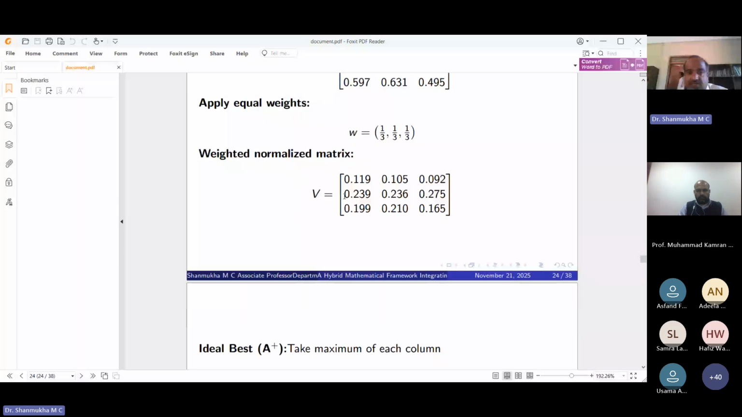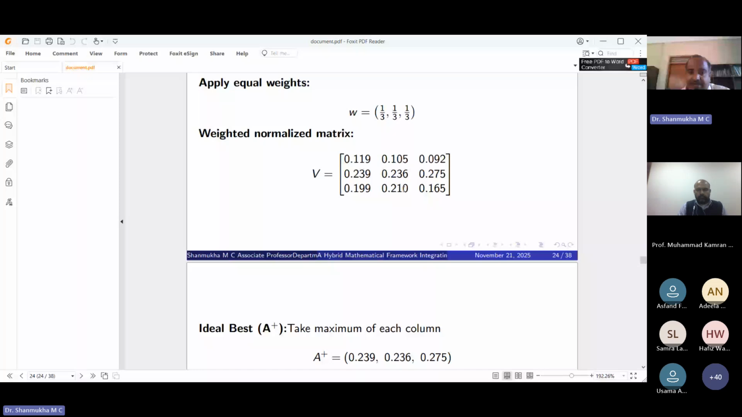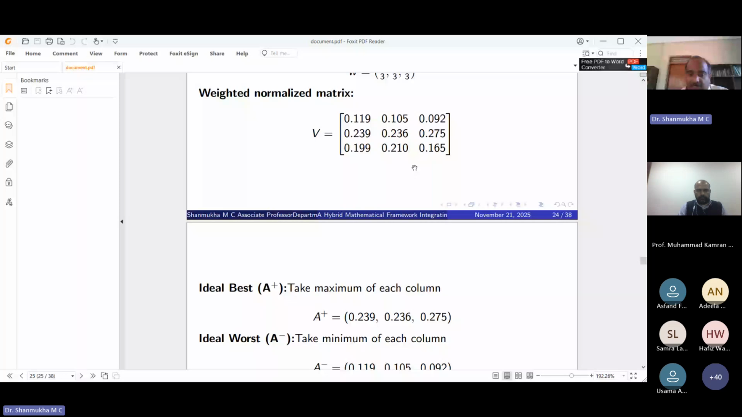So these are called the weighted normalized matrix. Then we move on to the next step, ideal best and ideal worst. We already have the weighted normalized matrix V. In the first column, the maximum value is 0.239. Then in the second column, the maximum value is 0.236. In the third column, the maximum value is 0.275. So these are the ideal best values obtained from the weighted normalized matrix.